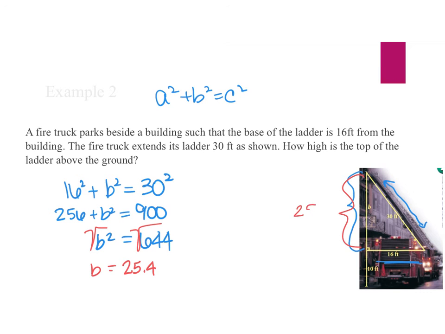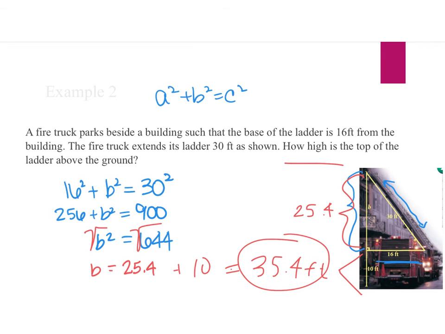If this is 25.4 and I'm starting that ladder 10 feet off the ground, which I can see from this length here, then when it asks how high the top of the ladder is above the ground, I have to add 25.4 plus 10, and I end up with 35.4 feet. And this here would be the final answer to this story problem.